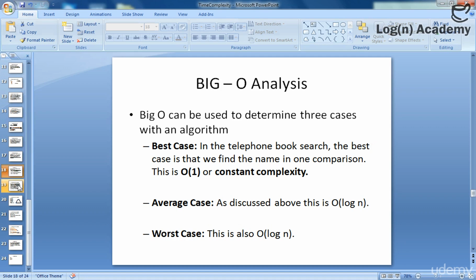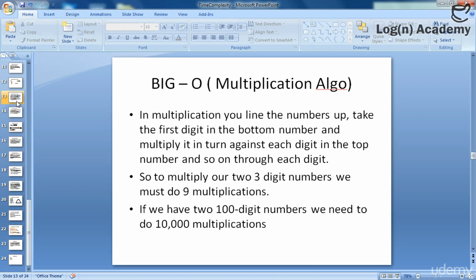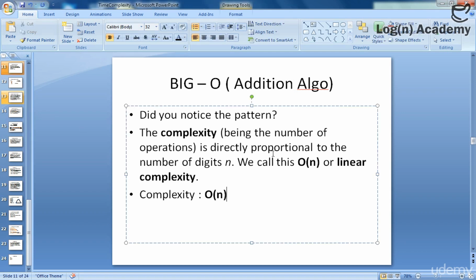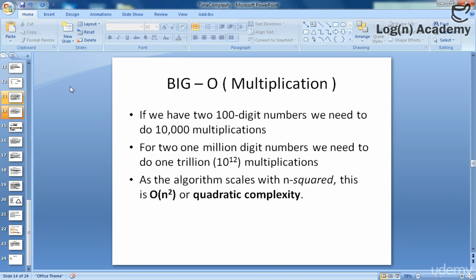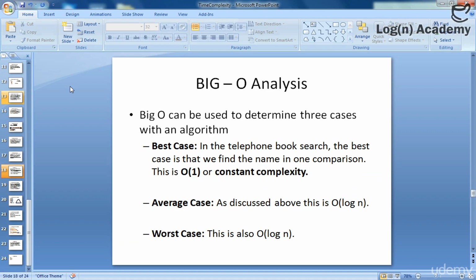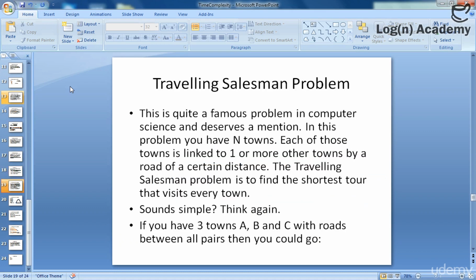Okay, now let's quickly recap what we did. In addition we have O of n, linear complexity, and there is no separate subtraction algorithm, because the addition algorithm has the same complexity, right? So addition and subtraction work on the same rules. That's why they both have O of n complexity. Okay, so for multiplication we have O of n square, or quadratic complexity, and for division we have logarithmic complexity, right?